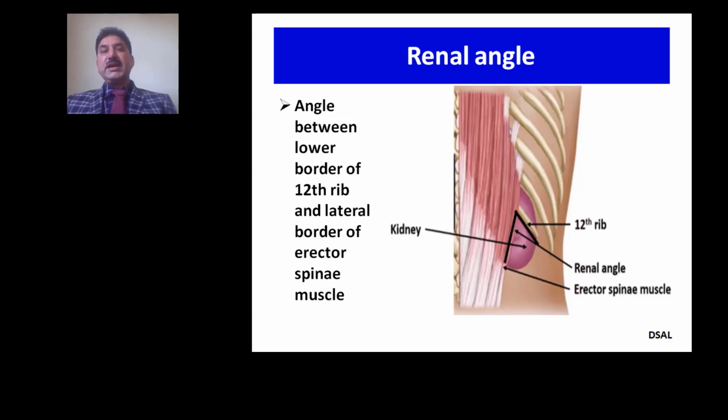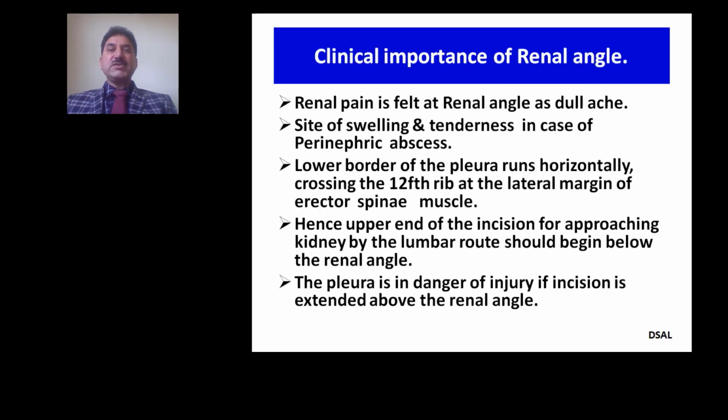What is renal angle? The angle between the lower border of the 12th rib and the lateral border of the erector spinae muscle constitutes the renal angle. So this angle lies between the lower border of the 12th rib and the outer border of the erector spinae muscle, as shown in this diagram. Clinical importance of renal angle.